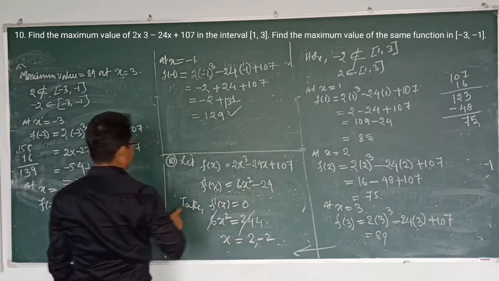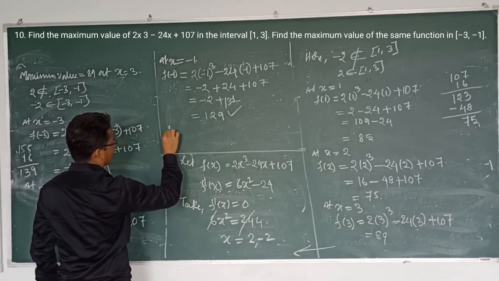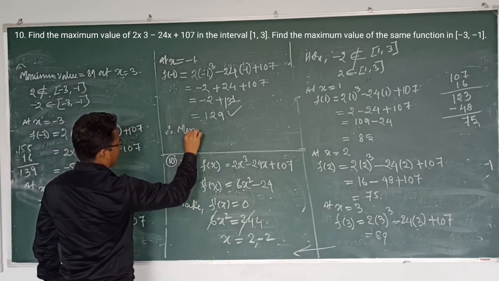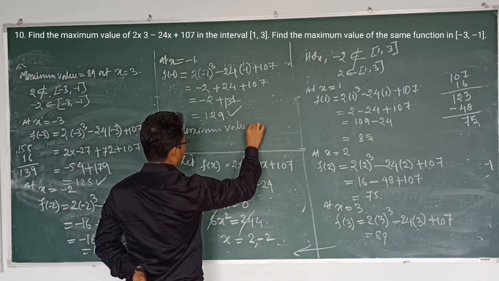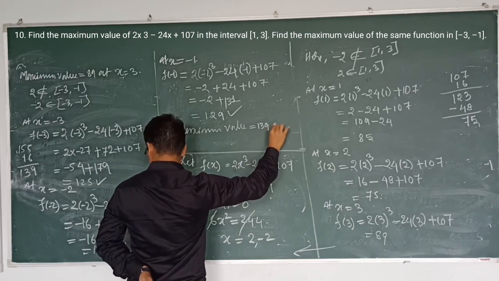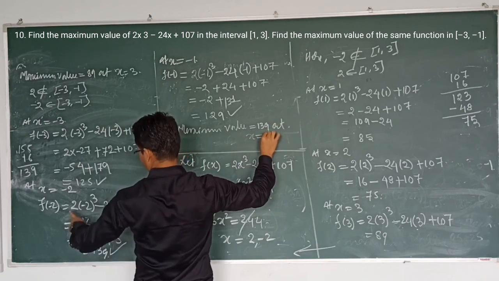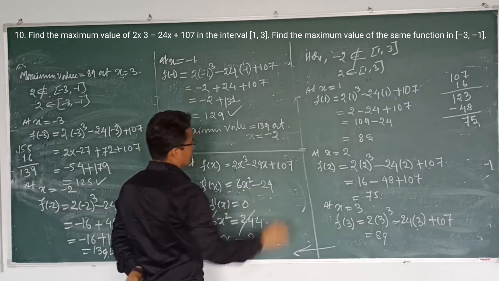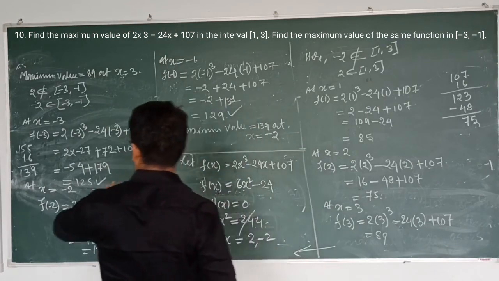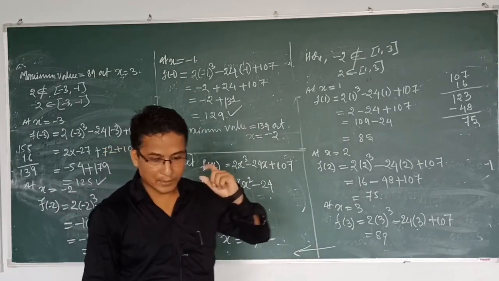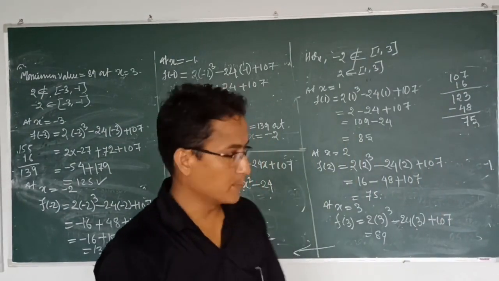Okay, so maximum value is 139. So maximum value, therefore, maximum value equal to 139 at x equal to where? x equal to minus 2. So this is question number 10. Okay, question number 10. So the remaining questions we will solve in our next part. So this is part 2.